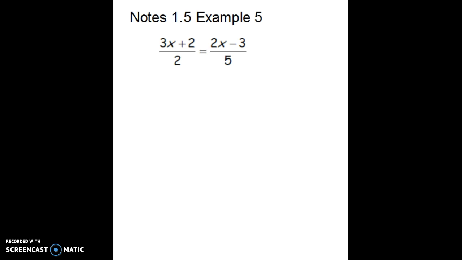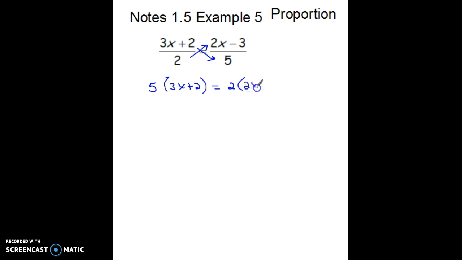We have two fractions equaling each other, so that's called a proportion. This is notes 1.5, example 5. Whenever we solve a proportion, all we have to do is cross multiply like that. Please make sure you distribute correctly, and I'll write it out for the first time like that.